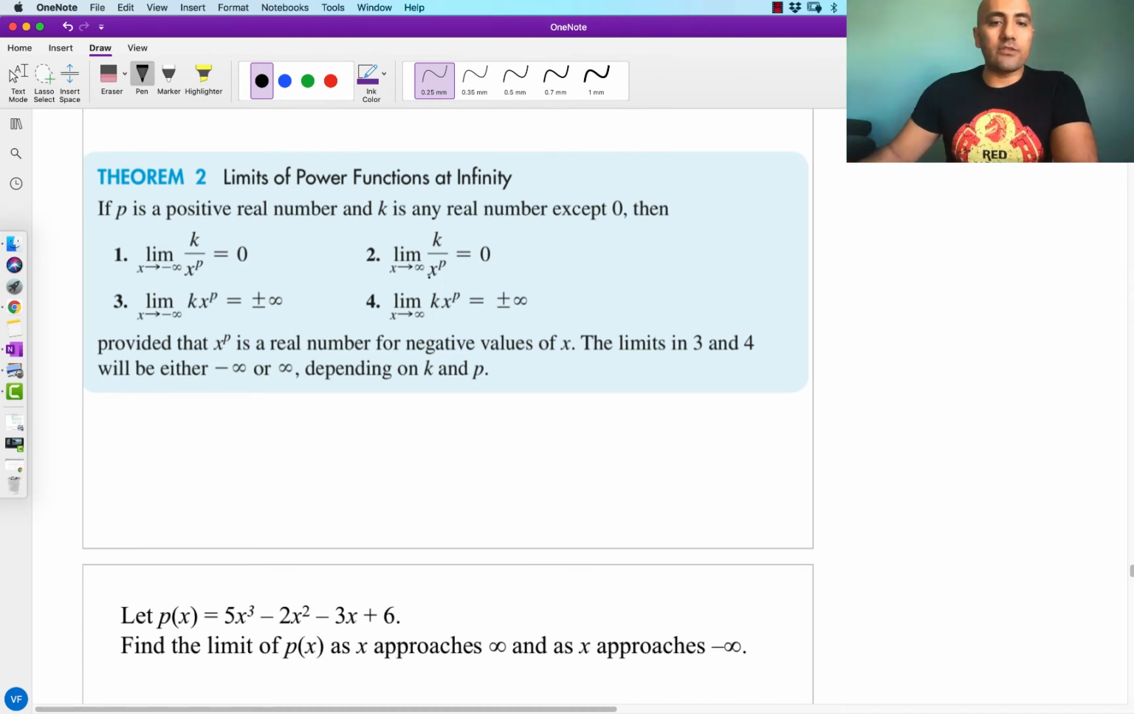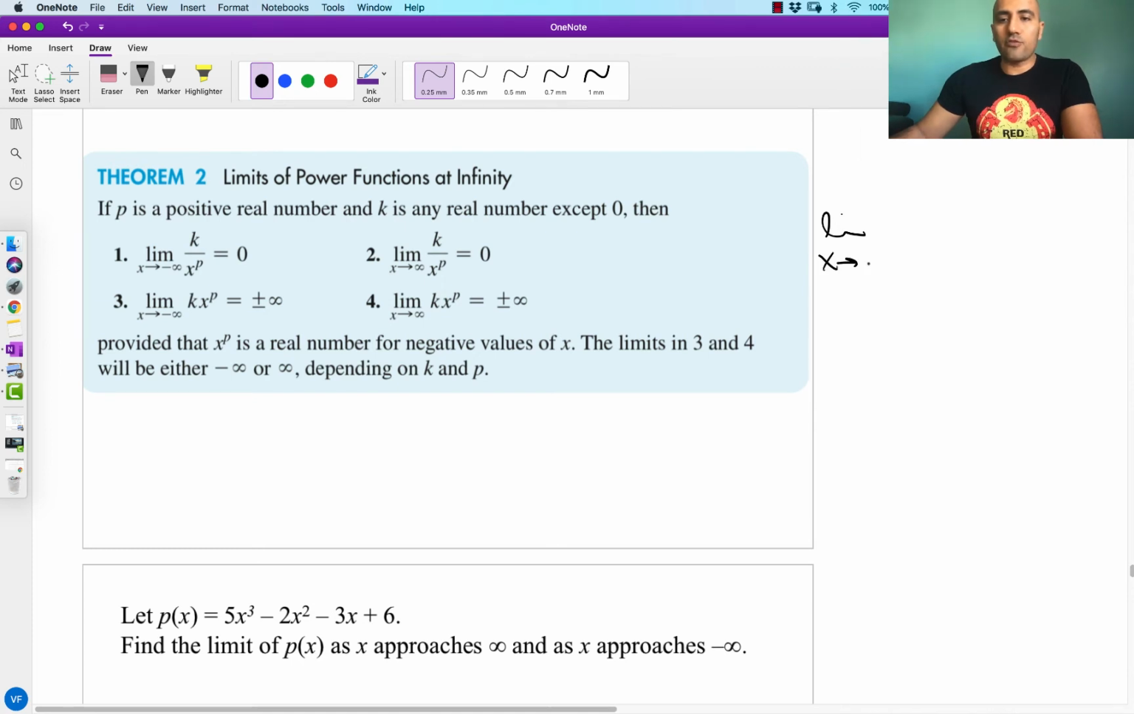So examples 1 and 2 are very similar to the case we just looked at where we had 1 over x cubed. So we were looking at the limit as x approaches, say, infinity of 1 over x cubed. And we saw that as the input values grow toward positive infinity, this whole thing grew toward 0. This is an example of this. This is where k equals 1, and p equals 3. And that would be this case right here.